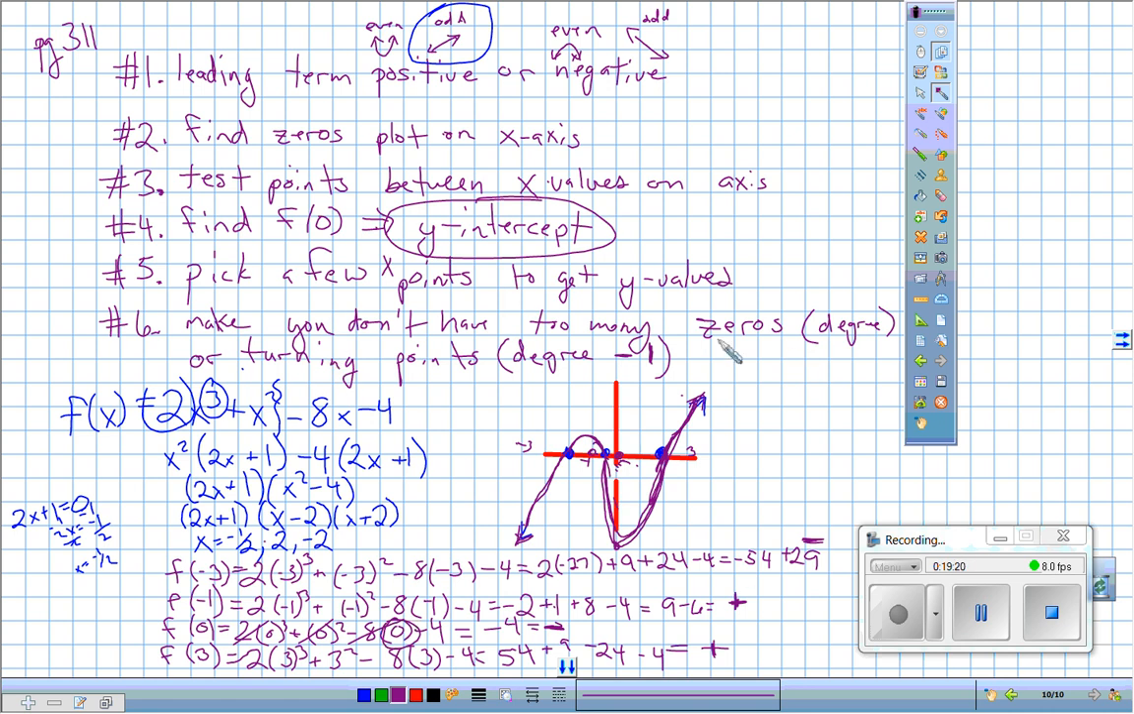And do I have too many zeros? I have 1, 2, 3 zeros. My degree was 3, so that was good. Turning points: my degree minus 1 should give me 2. I have 1 turning point and 2 turning points. So this is good. This is a decent graph.